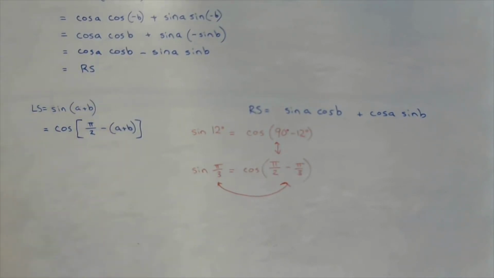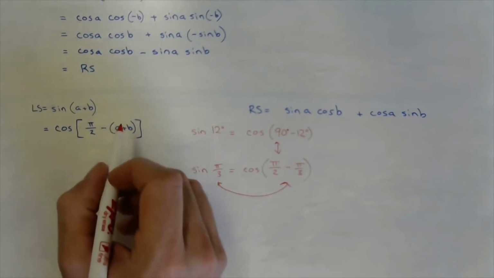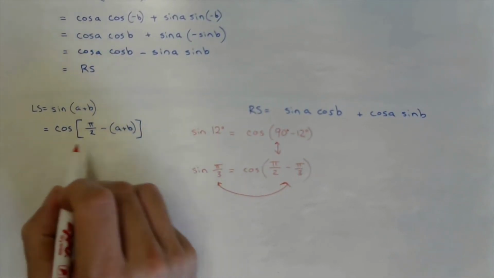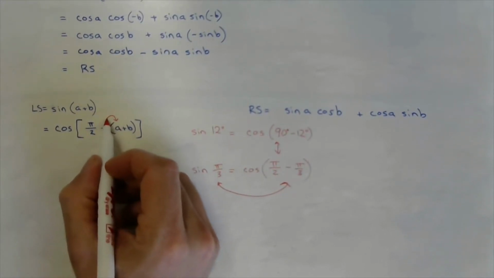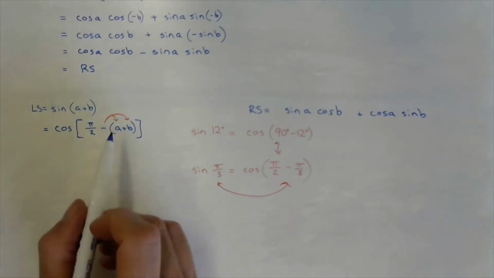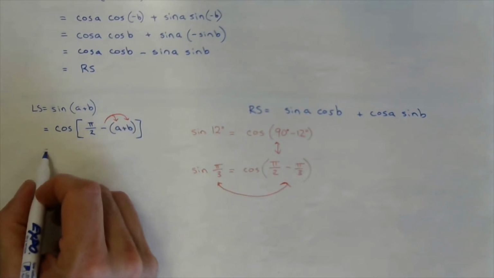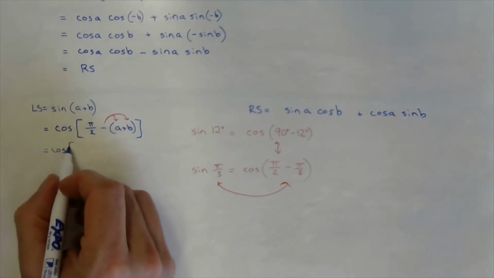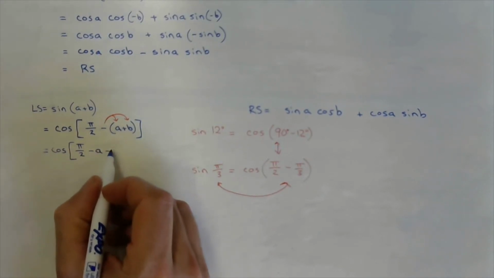Now what we need to do is rearrange this a little bit. And again, this isn't going to be immediately evident to you, but after you do a bunch of them, you'll see it a bit more clearly. I'm going to distribute that negative sign to both of the terms in the binomial. So we're going to end up with the cosine of pi over 2 minus A minus B.